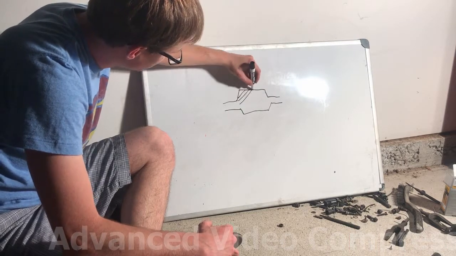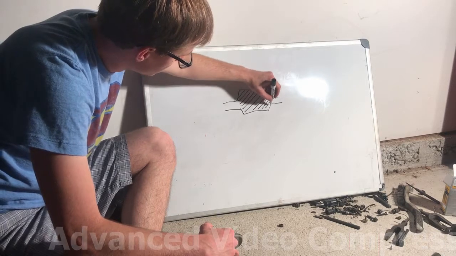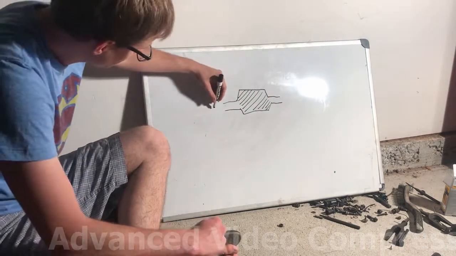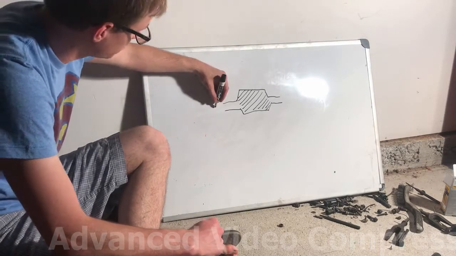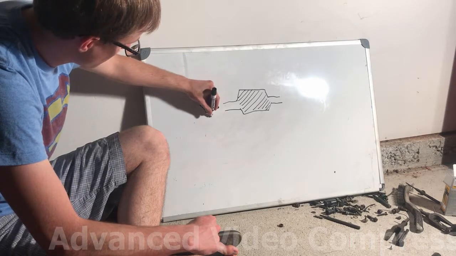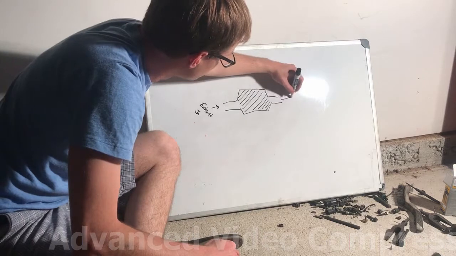For those of you who don't know what a catalytic converter is and what it does, it's used to remove harmful emissions from your car's exhaust. So a catalytic converter has two sides. The side with exhaust coming in, exhaust in. The side with exhaust coming out, exhaust out.